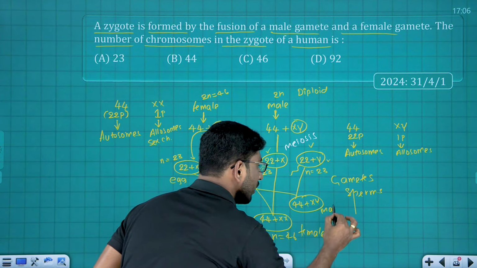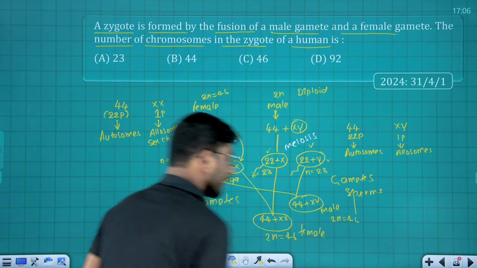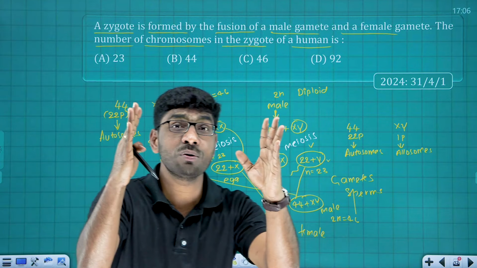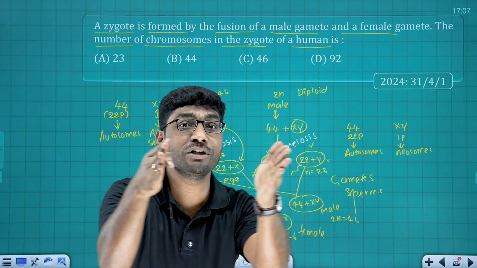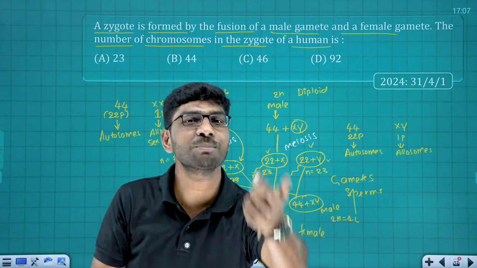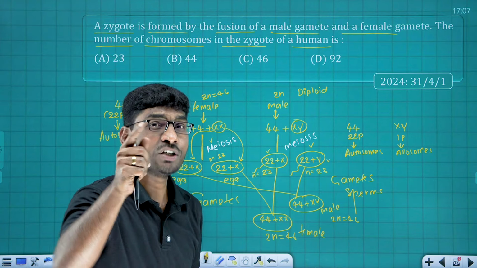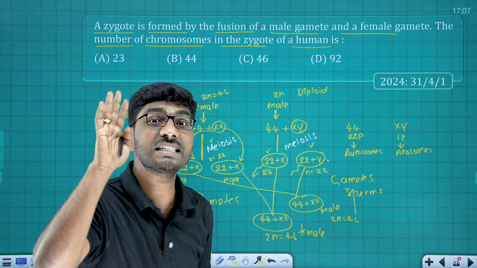Now tell me here, this is a male baby. This zygote develops into a male. So the number of chromosomes is how many? 46. Here also 46. That means what? Individuals are diploid, gametes are haploid. Two haploid gametes fuse, diploid offspring come. So did you notice something? Generation after generation, the number of chromosomes is constant.